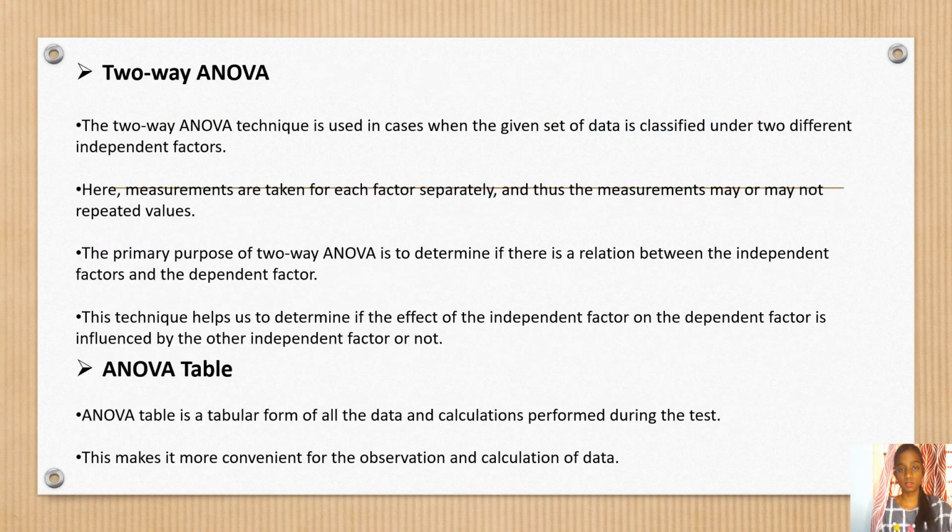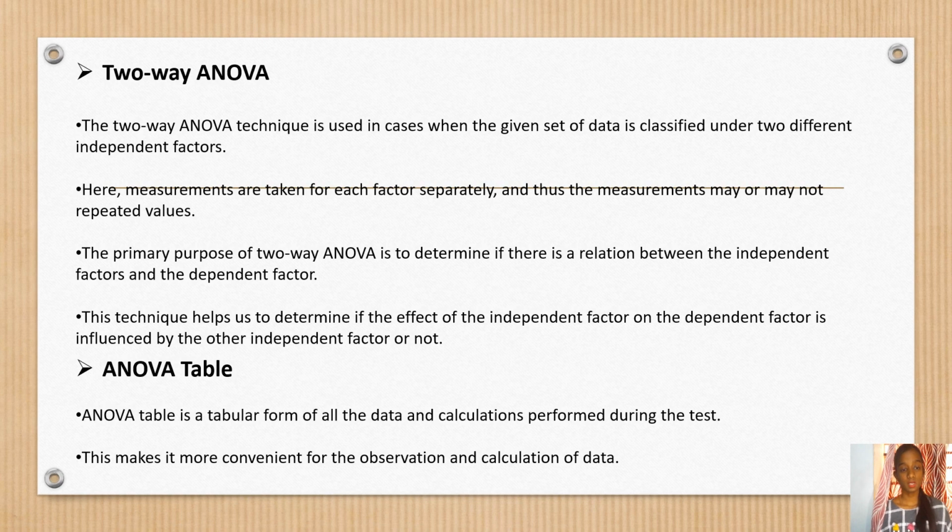So next we'll see what two-way ANOVA means. The two-way ANOVA technique is used for a given set of data that is classified by two different independent factors. Here, the measurements are taken for each factor separately, along with repeated values. The primary purpose of two-way ANOVA is to determine whether there is a relationship between the independent factors and the dependent factor. The technique helps us determine the effect of the independent factors on the dependent factor, and whether it is influenced by the other independent factor or not.